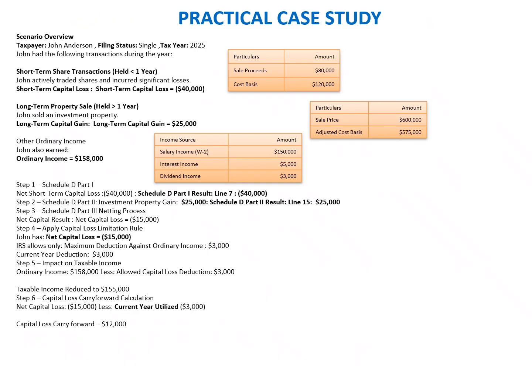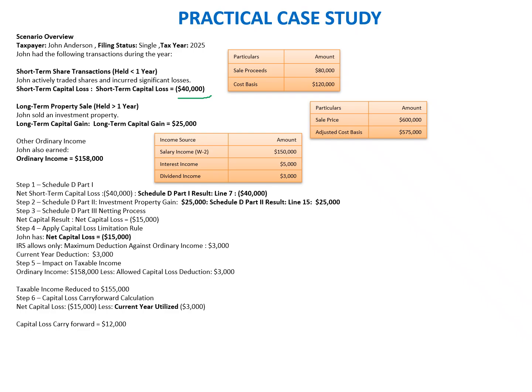Okay, I think it's worthwhile that we also understand this concept through a practical example. So we have created a practical example here. We have John Anderson, a person with filing status single for the tax year 2025, and he has reported certain sale proceeds. Say there are certain short-term share transactions held less than 1 year. John accumulated shares and incurred significant losses. He had a sale of 80,000 versus a cost of 1,20,000. So the loss incurred in the short term is $40,000.